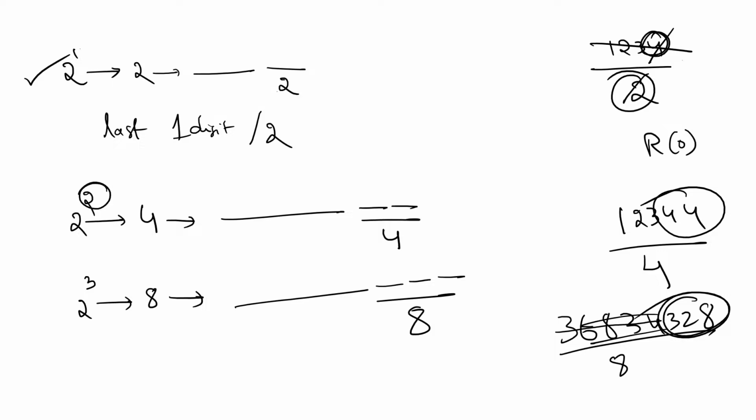Okay, for 2 last one digit, for 4 last 2, for 8 last 3 digits. I will cover all the numbers once, then I will come back to revision once again. Okay, first I will explain, then I will come back for revision. We will learn up to 12: 1, 2, 3, 4, 5, 6, 7, 8, 9, 10, 11 and 12.